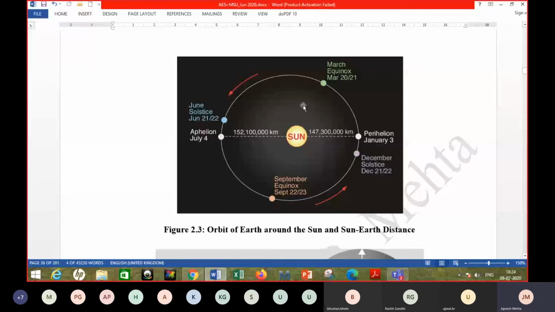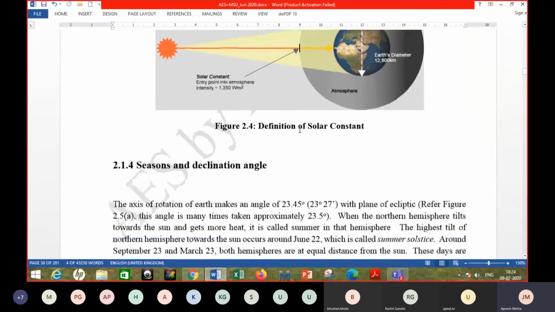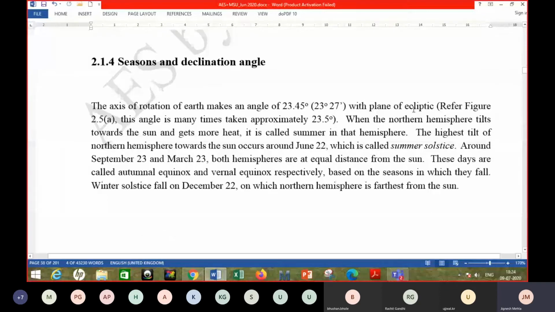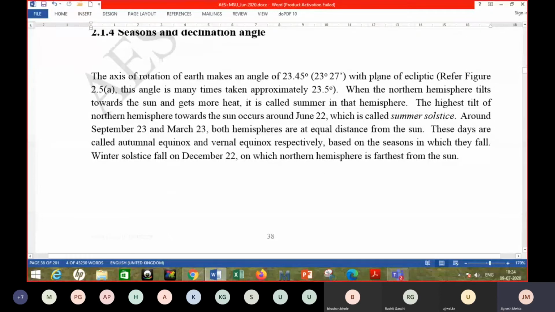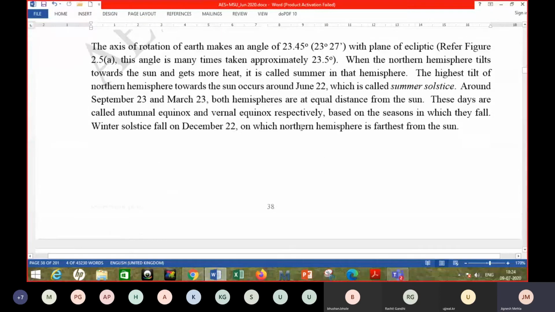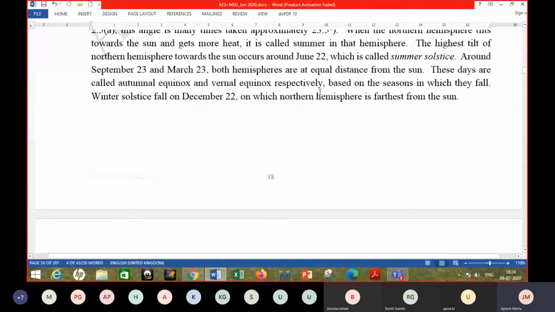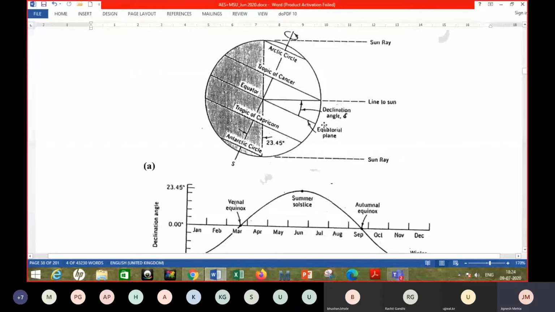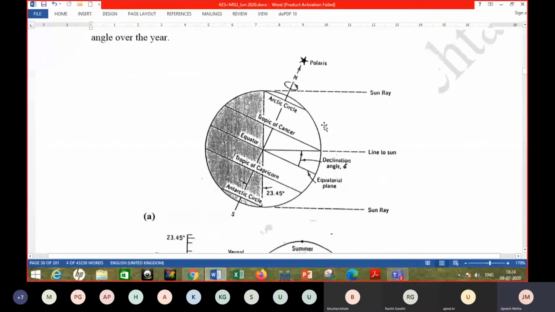So those are the other important days while the Earth moves around the sun. And as already told, the axis of the Earth makes an angle of 23.45 degrees with the vertical to the plane of the ecliptic, right? The ecliptical plane is the imaginary plane on which the Earth moves. Okay.